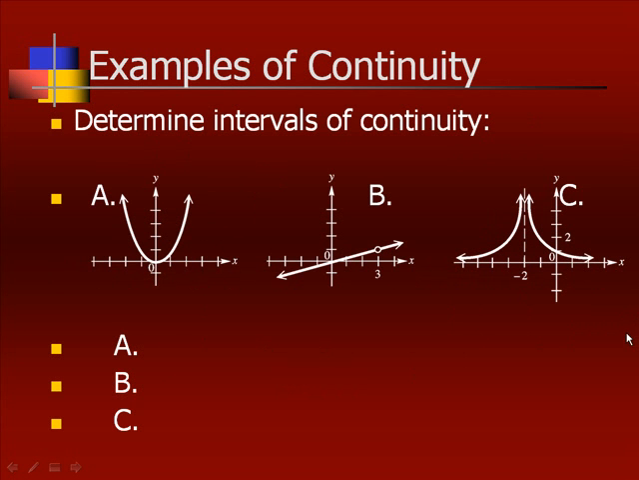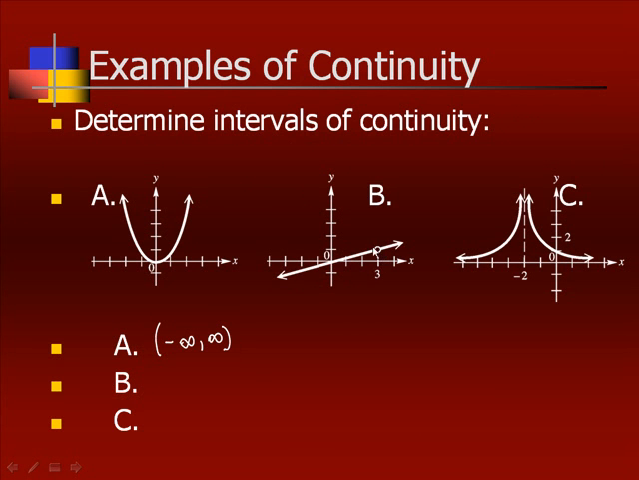Now, determine the intervals of continuity. On the first graph, on A, we could draw all the way to the left and all the way to the right, and really we would never have to pick up our pencil. Therefore, the continuity on this one would be from negative infinity to infinity.